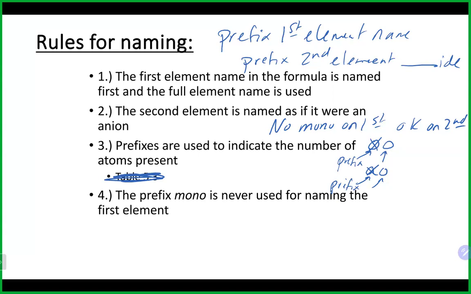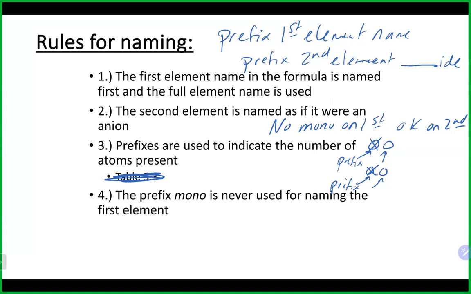So those are the two main rules. No mono on the first, mono's all good on the second. And once again, if you've got two vowels, an OO or an A and O, you get rid of the prefix vowel. Two I's are okay, but the double O's and the A and the O are not.